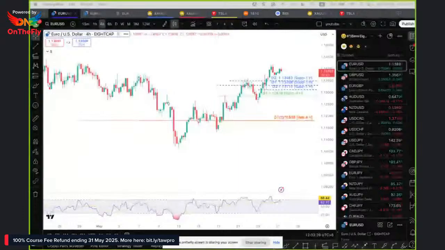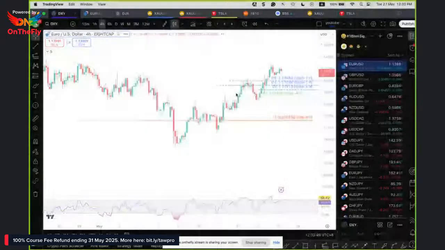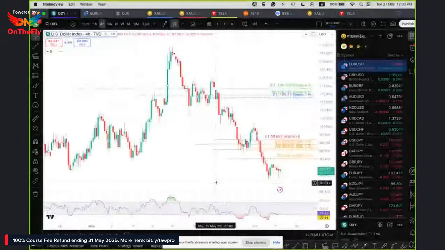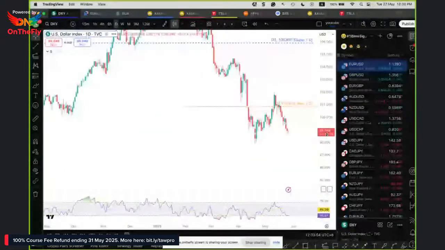Right, so we're going to start off. I'm going to start with DXY. DXY is usually what I'll be looking at in the market. If you do have questions, let me know what pairs you want to talk about. Just showing you exactly what I'm talking about right now.